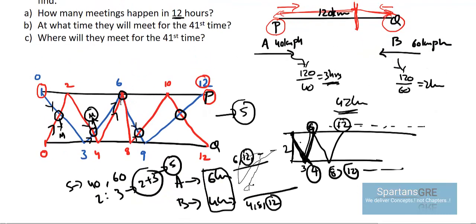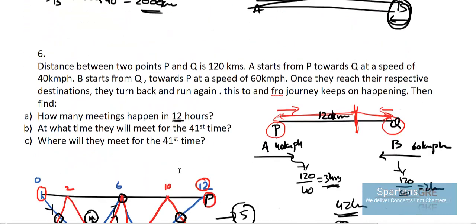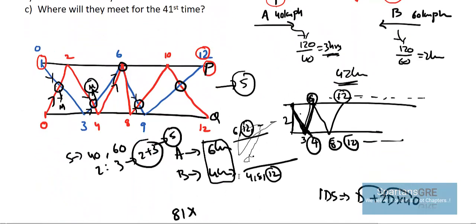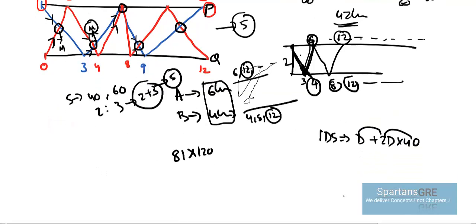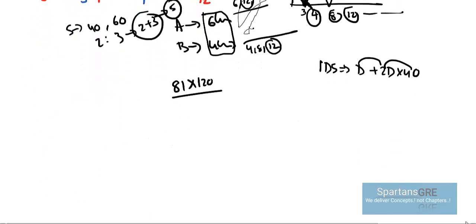Now let's move on to our next question. At what time will they meet for the 41st time? For the 41st time, the initial distance will be d plus 2d into 40. So this will be 81d. So your initial distance is 81 into the total distance of 120 kilometers. You got this, and the relative speed will be 60 plus 40, which is 100.